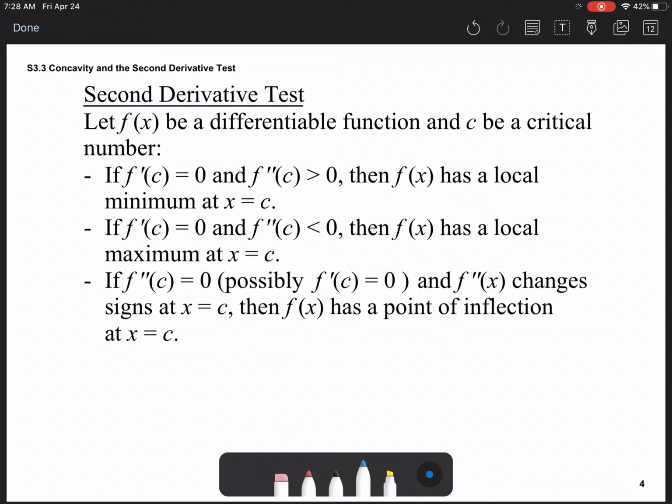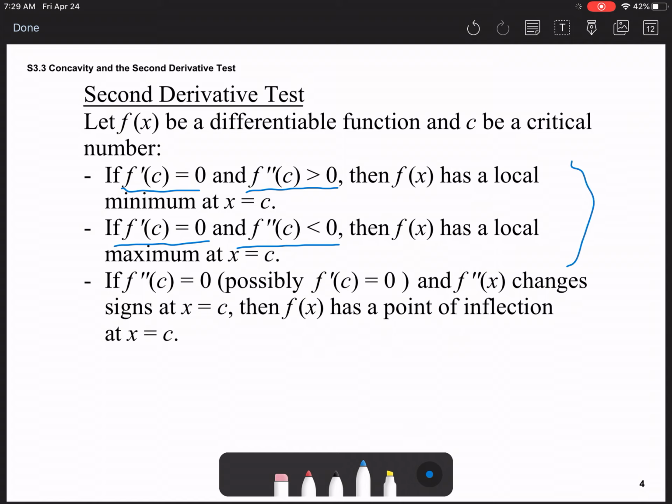So let f of x be a differentiable function and c be a critical number. So if f prime of c equals 0, and f double prime of c is greater than 0, then we get a local maximum. Sorry, local minimum. Meaning if it's opening upwards, but at that spot its slope is 0, then we've got a local minimum. If f prime of c is equal to 0, and f double prime of c is less than 0, then we get a local maximum at that spot. These are the key parts of this.